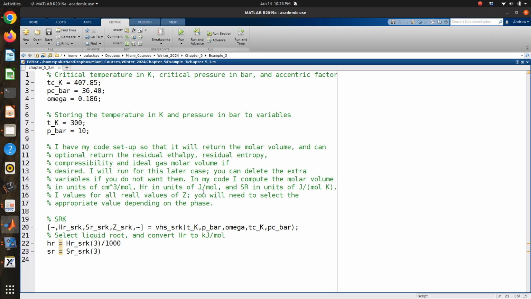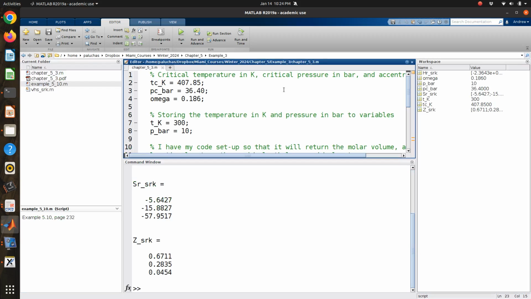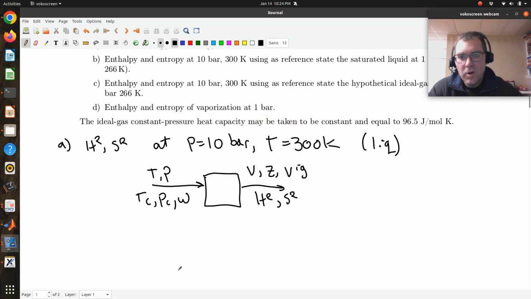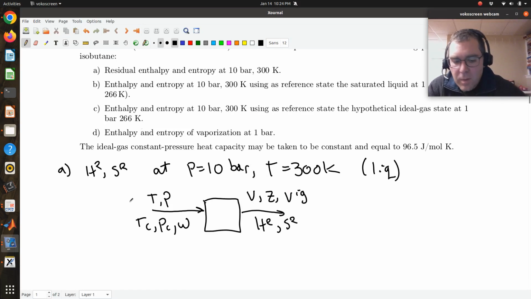Again, I'm being a little fast because this is just the same as in the last problem, but HR is units of joules per mole. So I've divided by 1,000 to get to kilojoules per mole. SR has units of joules per mole Kelvin, so I'm just going to keep that as is. Divide H by 1,000 just so the value becomes a little smaller. So I get HR and SR. So cool, let's go ahead and record those values up here.